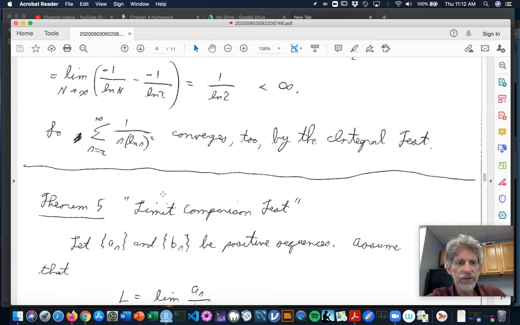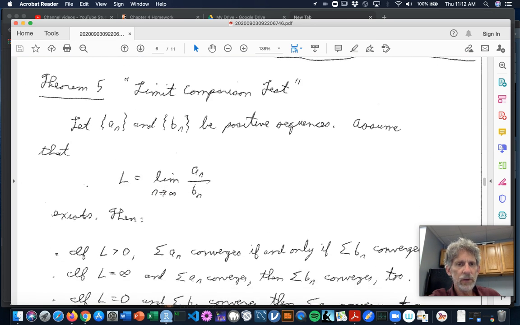Okay, that's enough for now. Next time we get together, we'll look at one more, the limit comparison test. Get another little tool in our toolbox for figuring out if infinite series converge or diverge. See you soon.